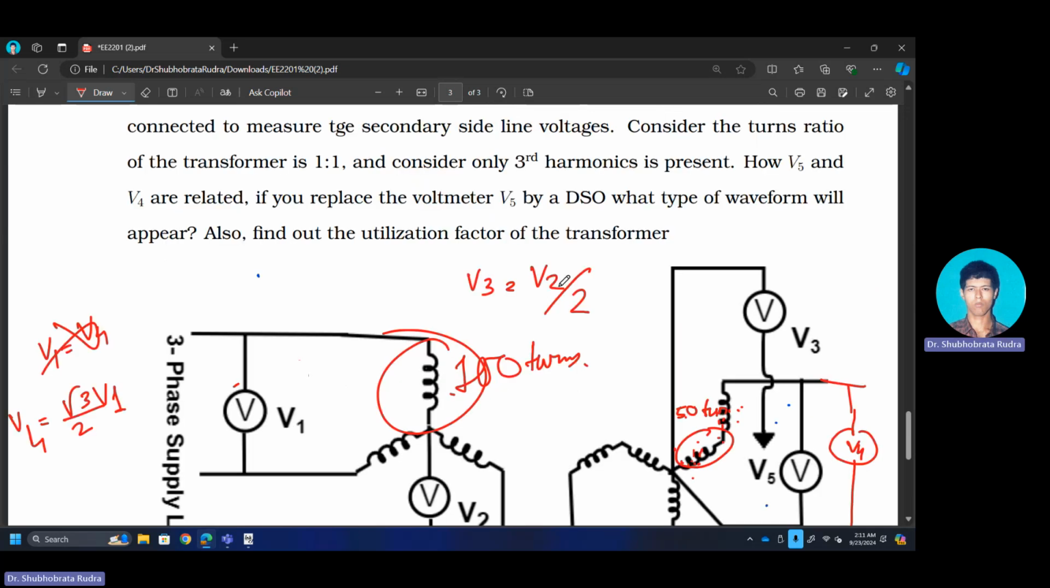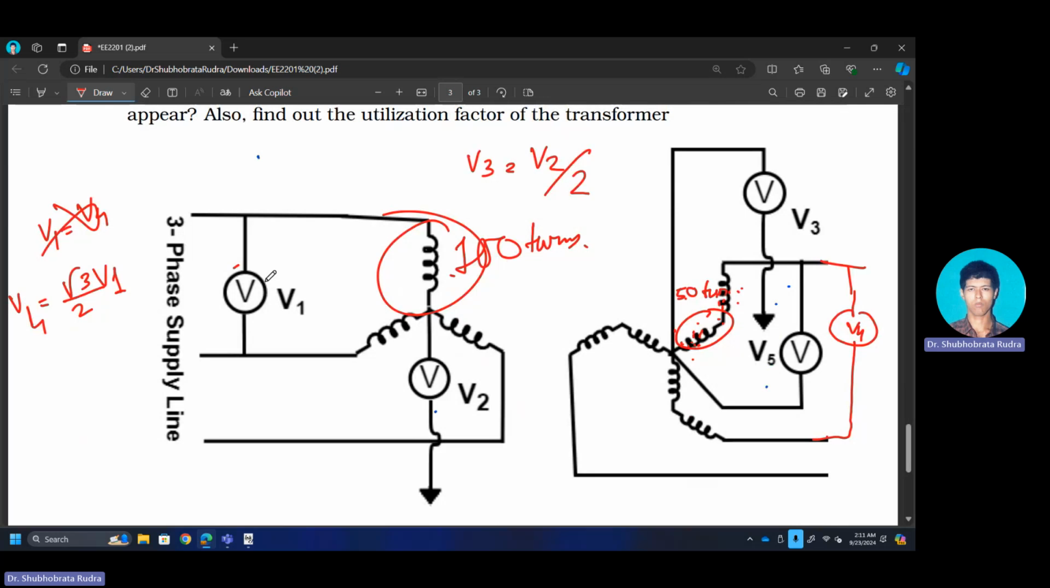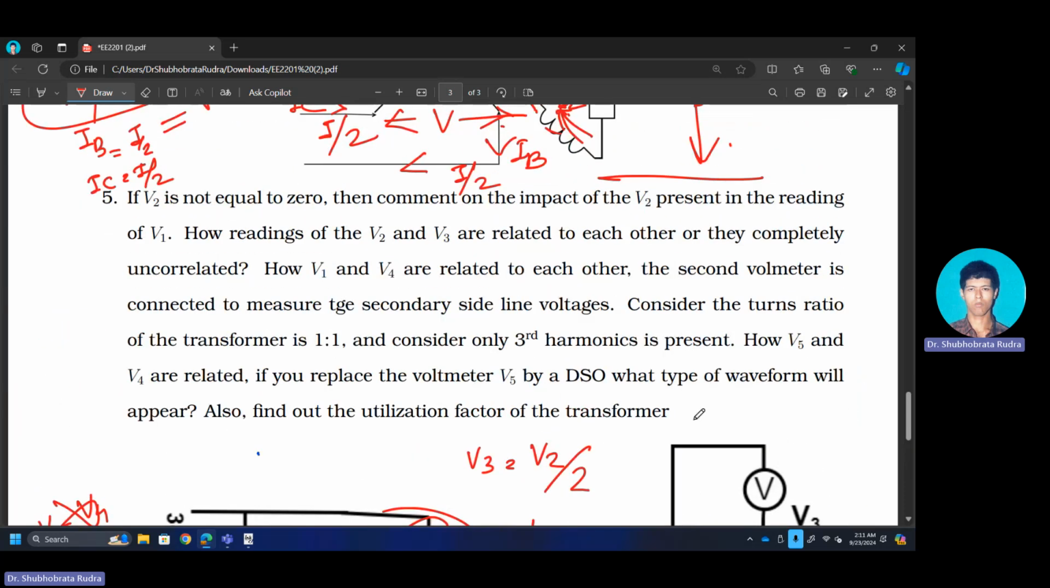Then what you have to find out? Consider the turns ratio on how V3 and V4 are related. V3 and V4 are in no way related to each other, because V4 is the line voltage and V3 is the neutral voltage. Just like a star, here you don't have any impact of that.